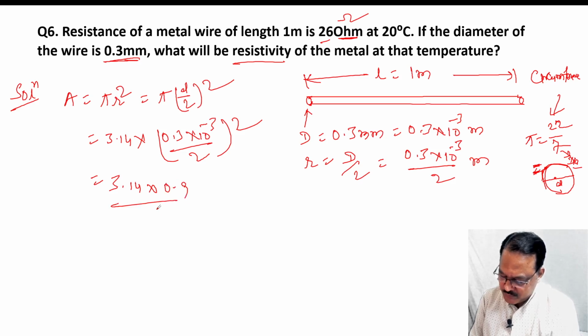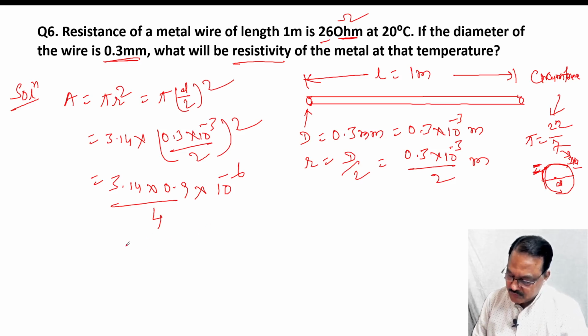0.9 by 4 into 10 to the power minus 6. We can write down like this. Okay.